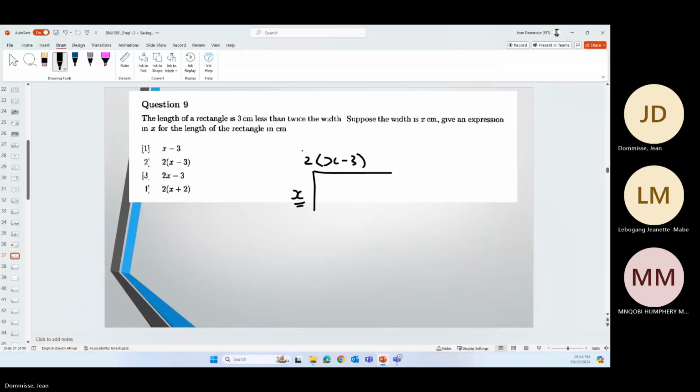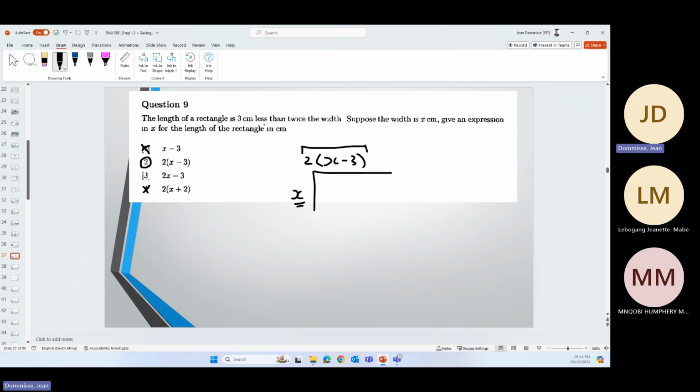Suppose the width is x, give an expression for the length of the rectangle. We have done that already, so we can look. Okay, so definitely not that one. Also definitely not that one. Those two are always very close to one another, but it is option 2.